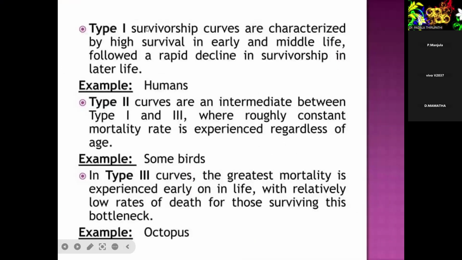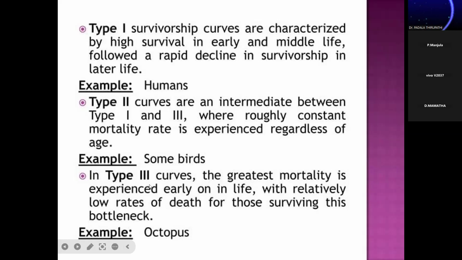An example for type 1 is humans. In type 2 curves, the curves are intermediate between type 1 and 3, where a roughly constant mortality rate can be experienced. An example is some birds, in which we can observe this.